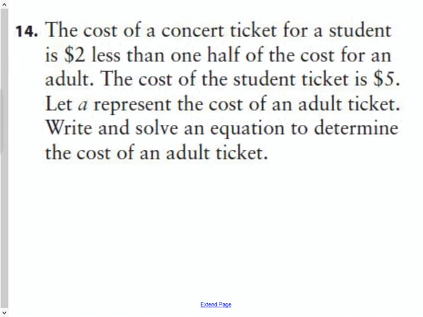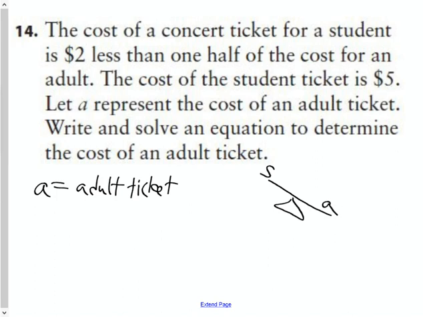Our second story problem says the cost of a concert ticket for a student is $2 less than 1/2 of the cost of an adult ticket. The cost of a student ticket is $5. Let A represent the cost of an adult ticket. So the first thing I'm going to do is A equals an adult ticket. And we know from experience and from this question that an adult ticket is more expensive than a student ticket. So it's a higher amount than the student amount. So from a balance standpoint, it's tilted towards the cost of the adult ticket.